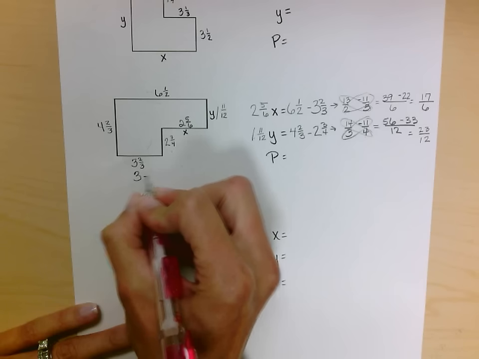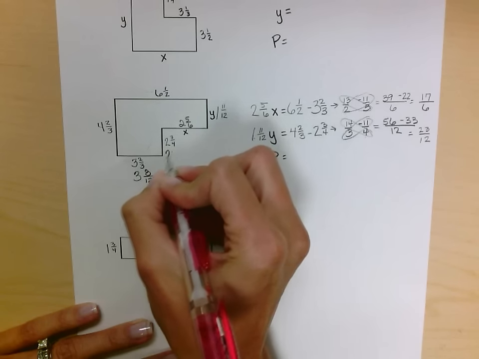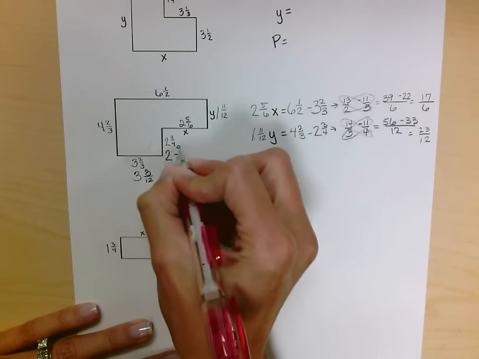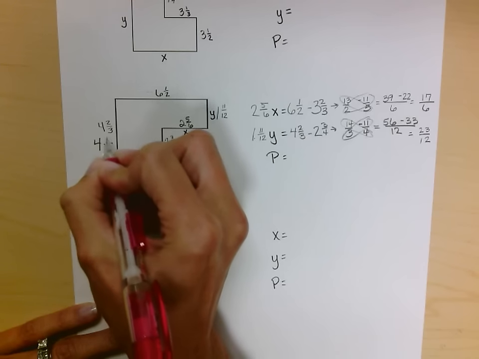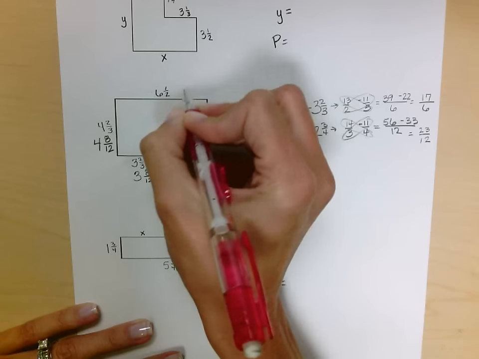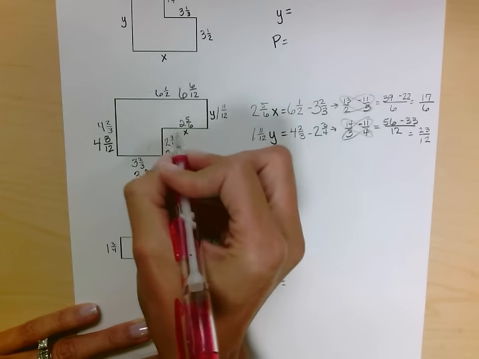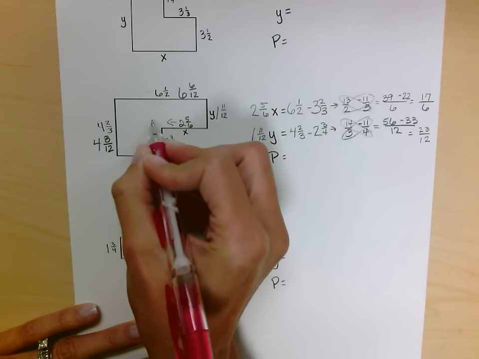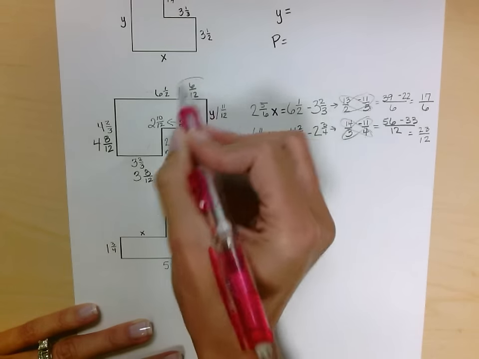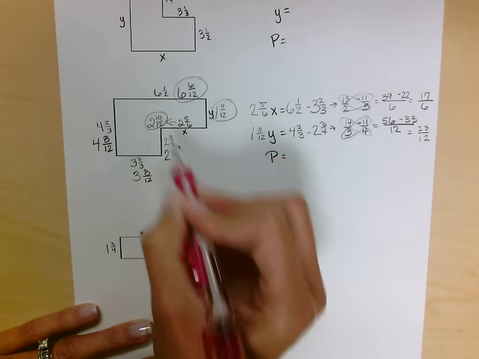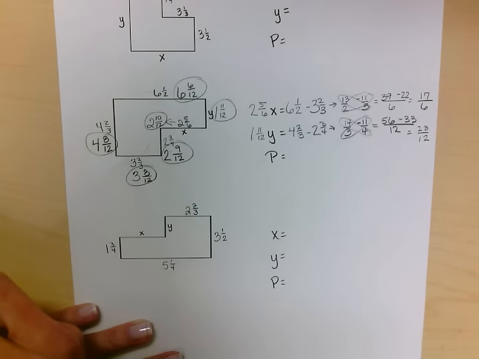So then this one's going to be 8/12. This side would be 9/12. This side would be 8/12. Up here we would get 6 and 6/12. And then my x would give me 2 and 10/12. So now we've got all these sides that if we add up will give us the perimeter.